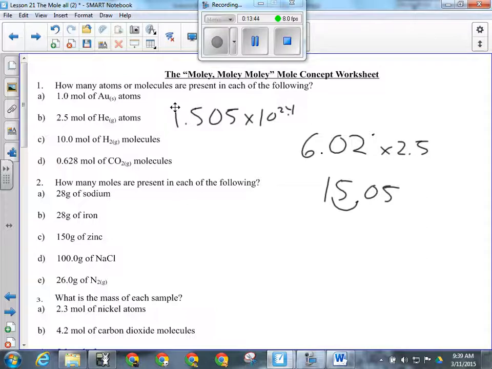Okay, any other questions on that sheet you guys want to go over? Which one? 3D?